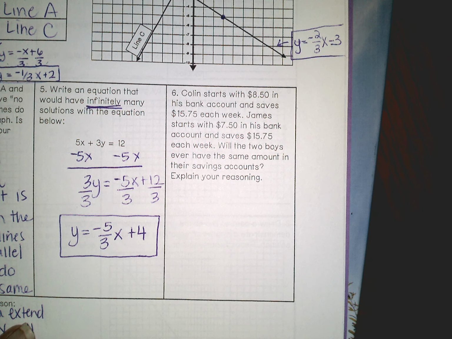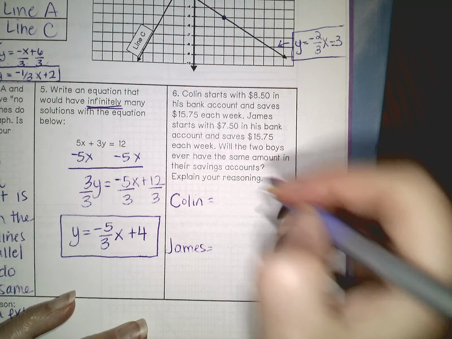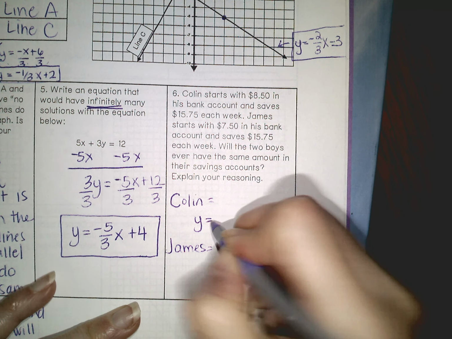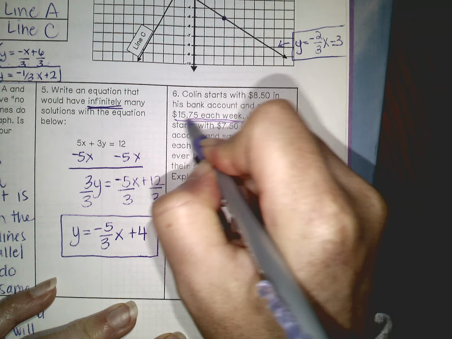All right, last one for today. Colin starts with $8.50 in his bank account, and he saves $15.75 each week. James starts with $7.50 in his bank account and saves $15.75 each week. Will the two boys ever have the same amount in their savings accounts? Explain your reasoning. So Colin starts off, so I'm going to use C for Colin over here. Actually, I'll just write this out. And James.